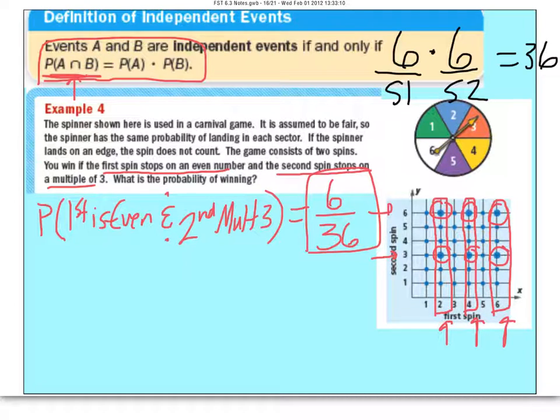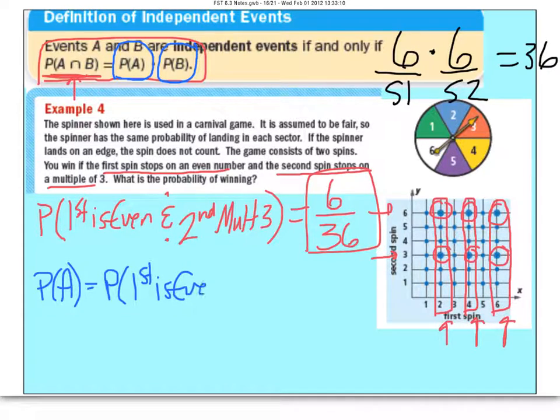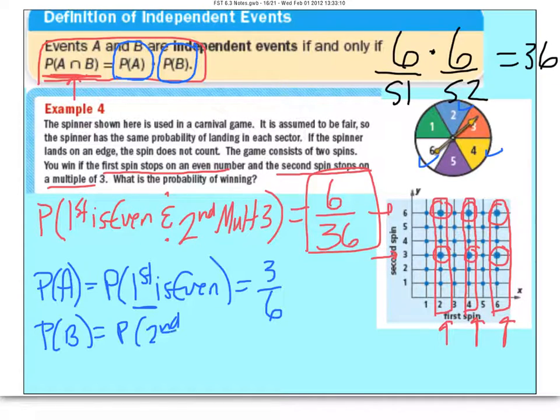Now let's switch gears and look at them separately. Let's just find the probability of A and then times it by the probability of B. So the probability of A happening, and in this case it's the first spin is an even, so first is even. If you do a spinner just once, what's the probability the first spin is even? That would be either a 2, 4, or a 6, so that would be 3 out of 6. Okay. Probability of B is the probability that the second is a multiple of 3.